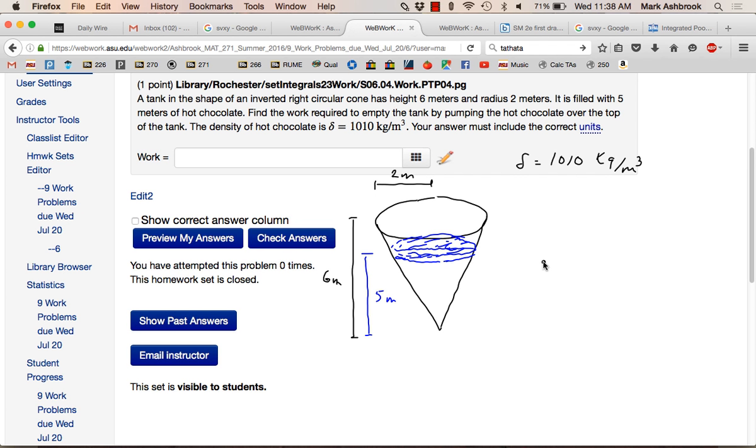So what's going to be the strategy for this? Find the volume of the cone, the volume of all the hot chocolate, and then find the work to get all that hot chocolate out. Find the volume of all the hot chocolate: 1/3 pi r squared h, so 1/3 pi, whatever the radius is, squared, times 5.